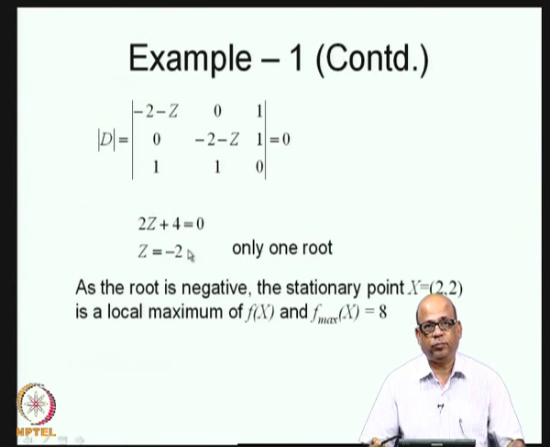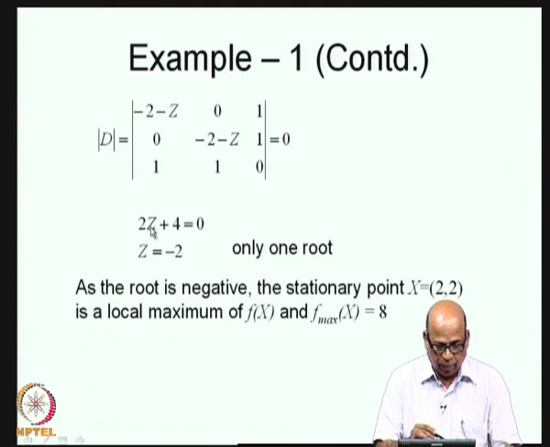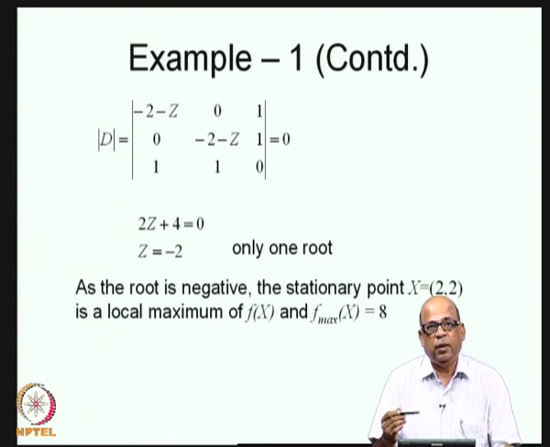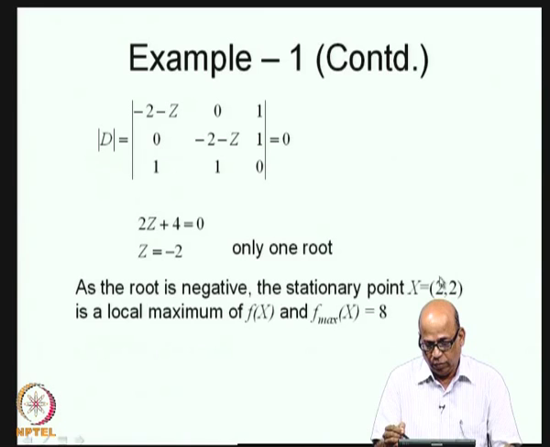In this case, you got a polynomial of the order n minus m, which is 2 minus 1, which is 1. So, you get a polynomial of order 1 in z, and therefore, in this particular case you get only one root, which is z is equal to minus 2, and z is equal to minus 2 is a negative root, and therefore, the point x star, lambda star that you obtained corresponds to a maximum. So, as the root is negative, the stationary point, which is x1 is equal to 2, x2 is equal to 2, is a maximum.